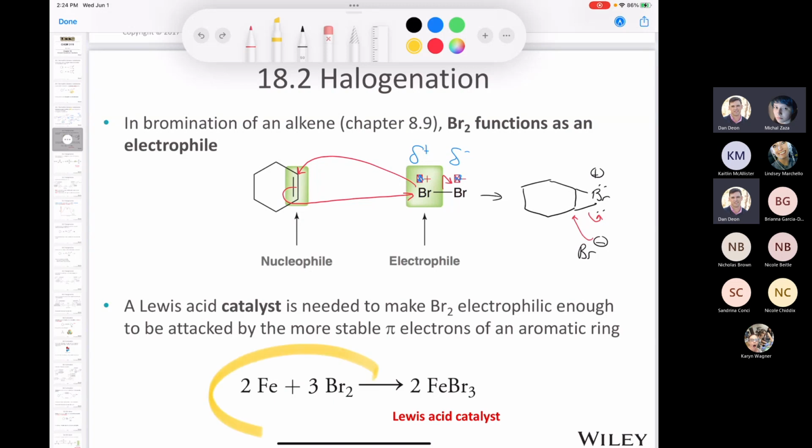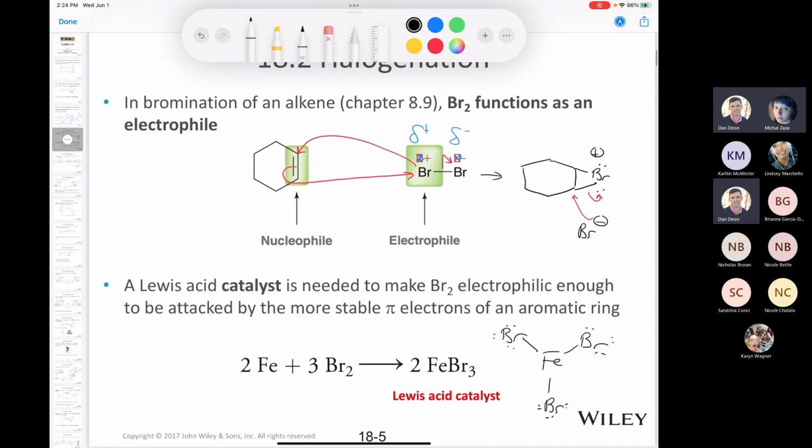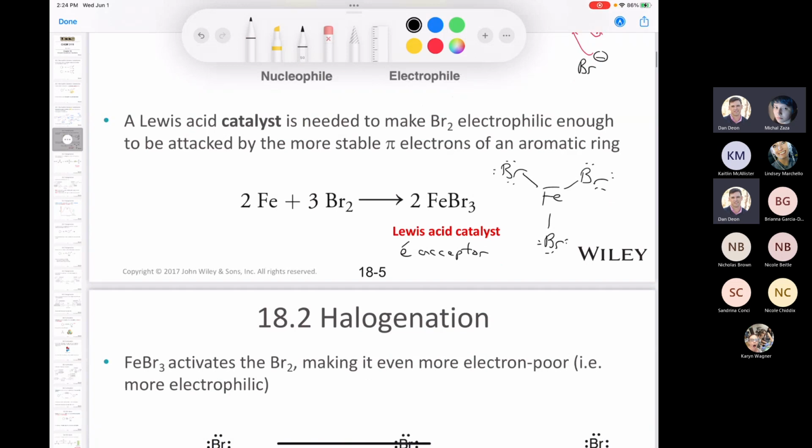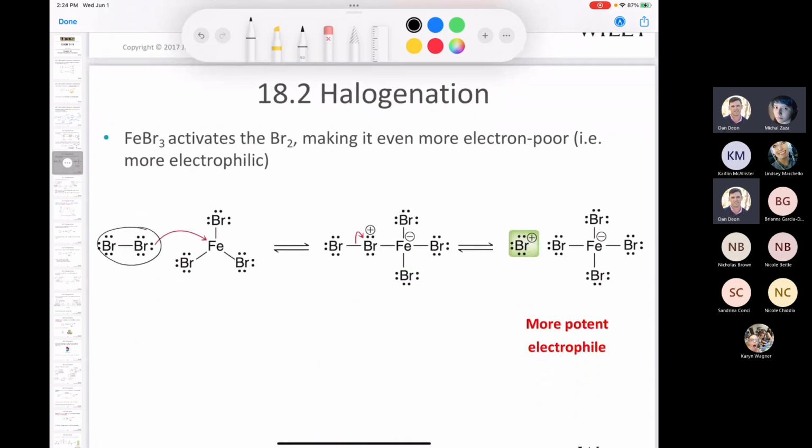So what happens? We mix some iron with some bromine, and we end up making iron(III) bromide. If you draw the Lewis structure of iron(III) bromide, it's nothing really special. But what's important to recognize is that this is a Lewis acid. What's a Lewis acid? Is it an electron acceptor or an electron donor? It is an electron acceptor. And who can it accept electrons from? It can accept electrons from Br2.